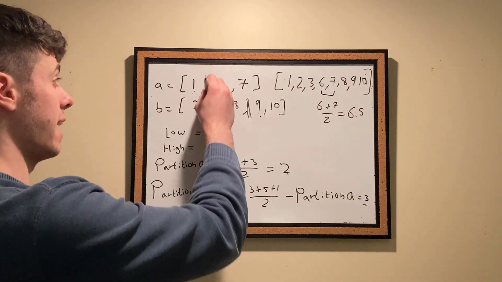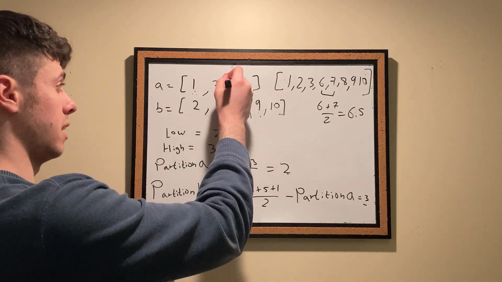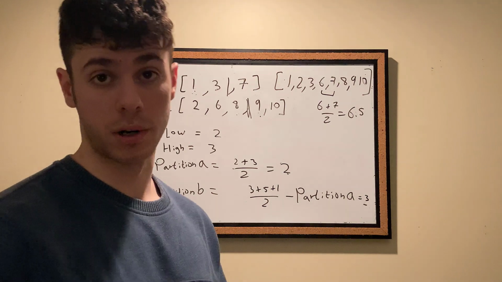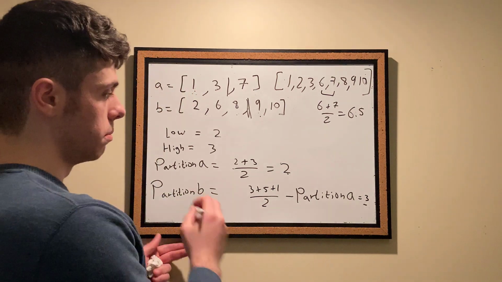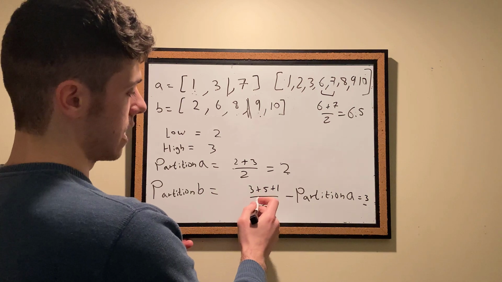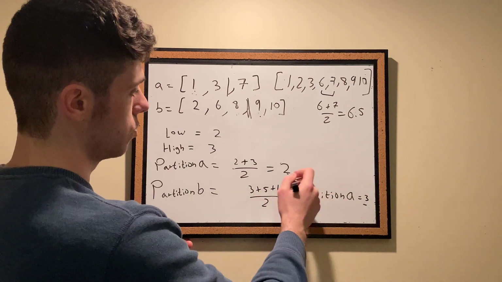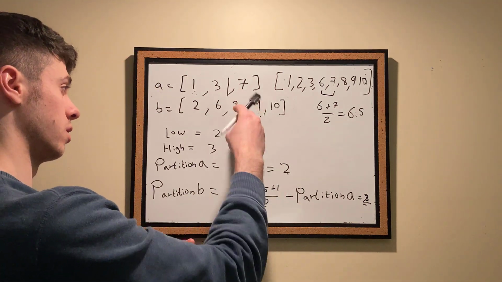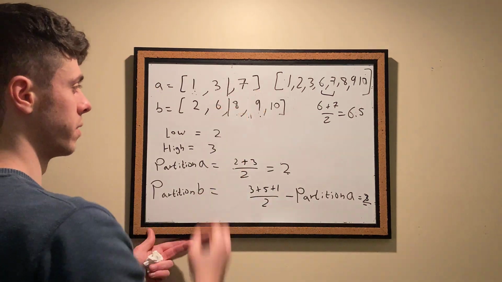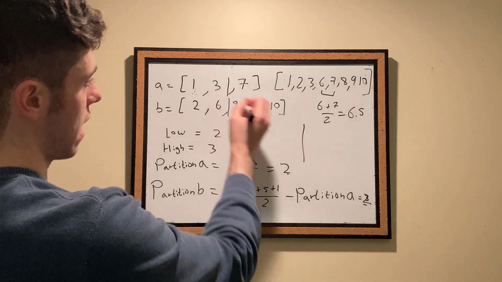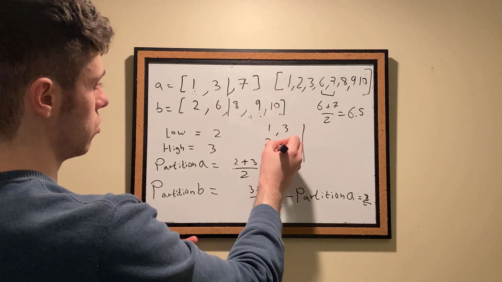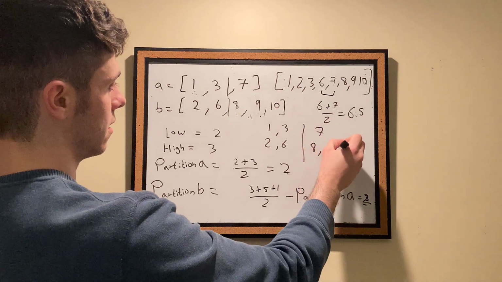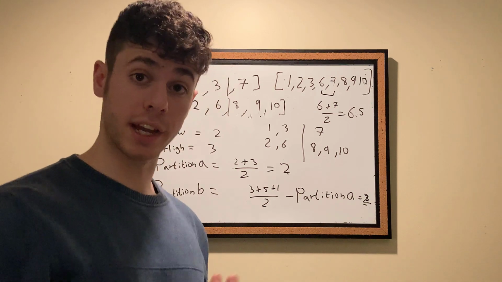And so the partition of A is going to change to here, such that there are now 2 elements from array A in the left half of the partition. And of course, partition B is going to change as well, because now it's 9 divided by 2, so 4, minus 2, which is going to be 2. So now the elements on the left half are 1, 3, 2, 6, and then 7 on the right, 8, 9, 10.